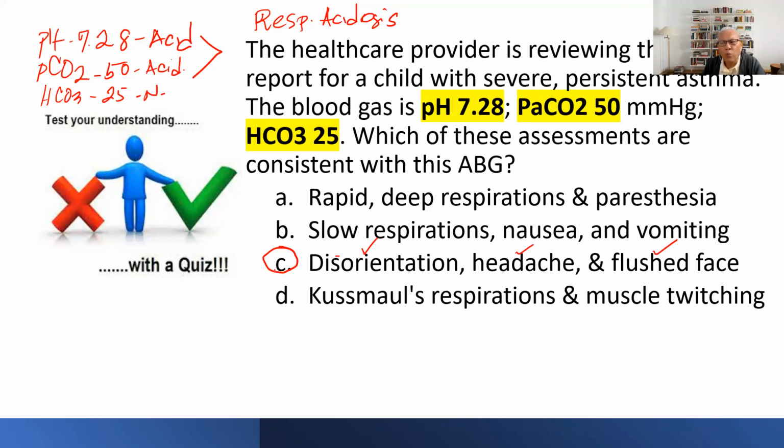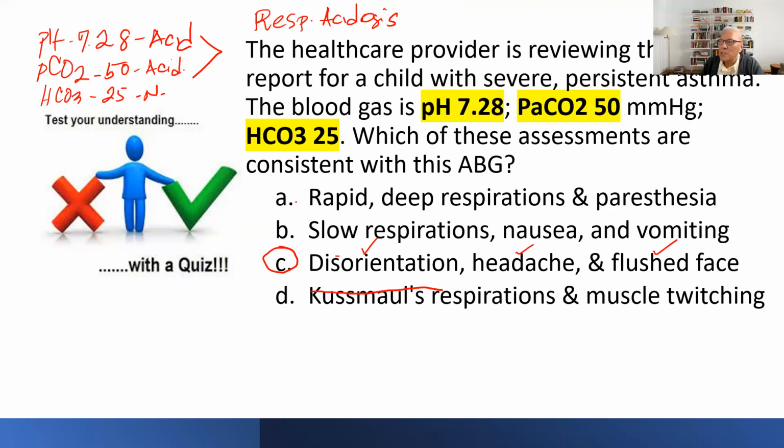So let's take a look at why letter D is incorrect. When do you see Kussmaul's respirations? We talked about that yesterday. It is going to be found in patients who have a collection of ketones and therefore gives the classic prolonged expiratory phase. And muscle twitching is not going to be accompanying respiratory acidosis. So usually it is going to accompany calcium imbalances, but not in this particular one.